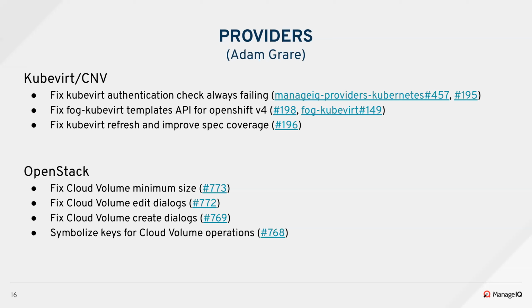We also fixed an issue with symbolized keys. Basically, when DDF passes params down to the operation, they're all strings, and we are expecting them as symbols in the operation. And so we're converting those over. Next slide.